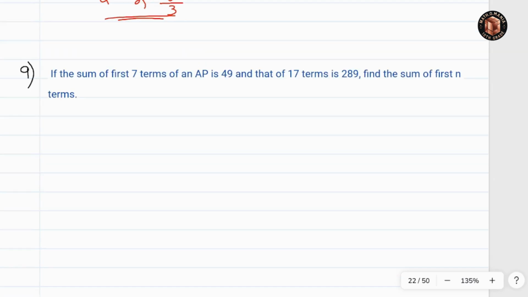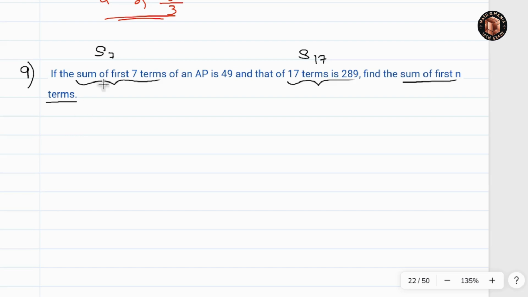Now let's do question number 9. Here they are asking us to find the sum of the n terms of an AP. Two values are given for that. First, the sum of the first n terms of an AP is given. That means S7 is given. And then S17 is also given, which is equal to 289. From these two values, they are asking us to find the sum of the first n terms of an AP.